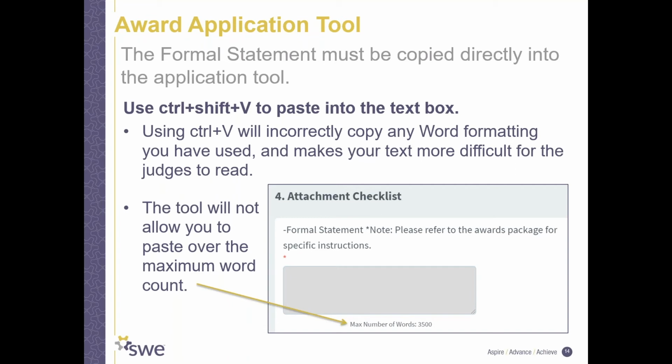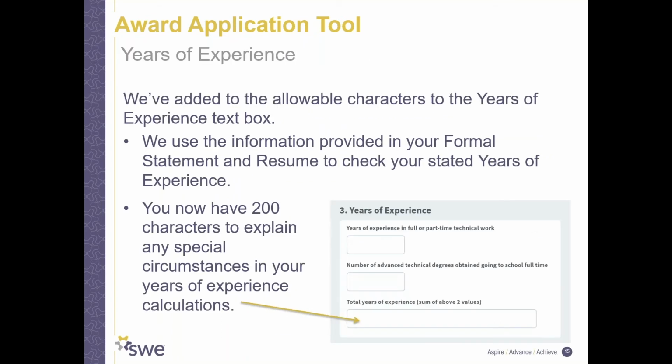Using Control-Shift-V will make sure your text pastes into a format that is easier for the judges to read. Another note here is this text box truncates your formal statement at the maximum number of words. So make sure you scroll all the way down to the bottom and that you haven't had anything cut off. We do this to eliminate people getting disqualified for going over word count. The tool does not allow you to paste more than the maximum number of words, so be aware of that. For years of experience, we've added some allowable characters to the text box for years of experience.